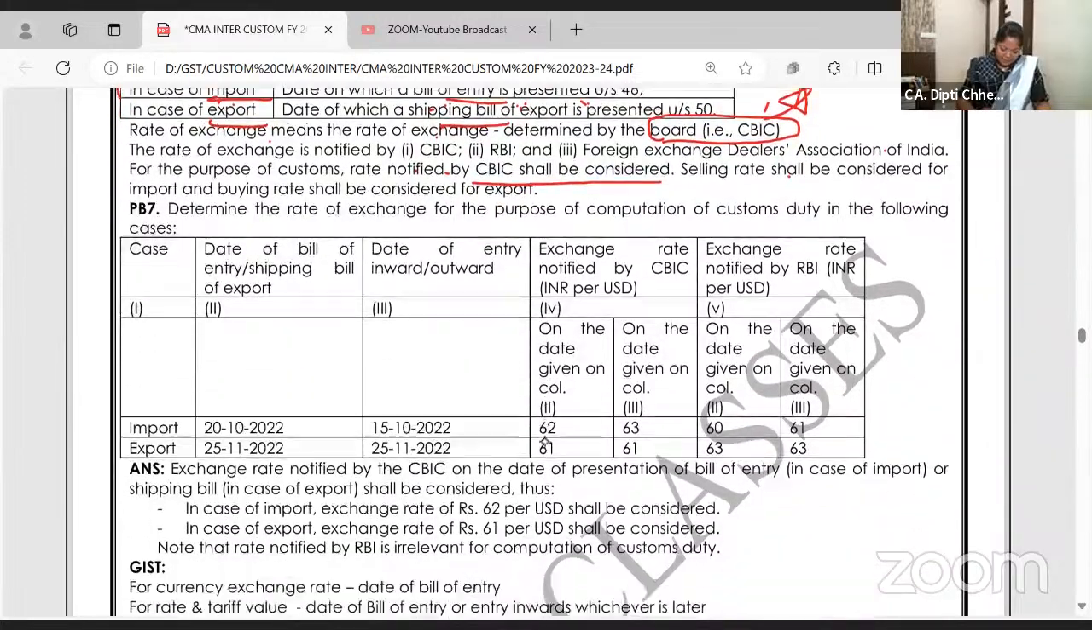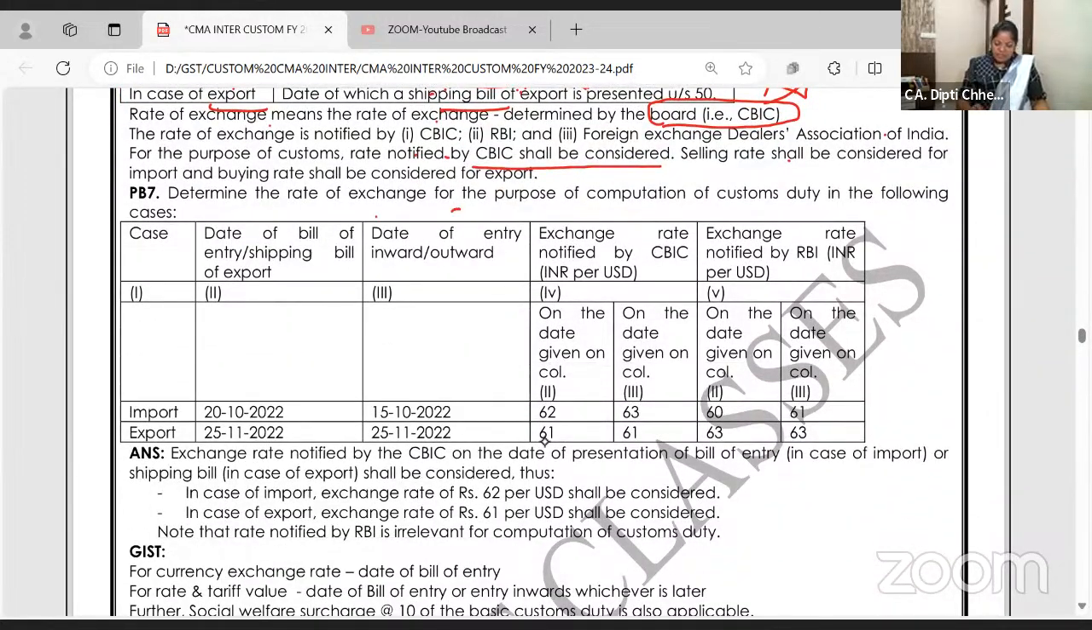See. Determine the rate of exchange for the purpose of computation of the custom duty. Okay. Import. When was the bill given? On 20th October. Entry inward was on 15th October. Whichever is later is for the rate of the custom duty. I am talking about the rate of the exchange. So for rate of exchange, bill of entry, inward, outward is not important. For import, the bill of entry, 20th October's rate.